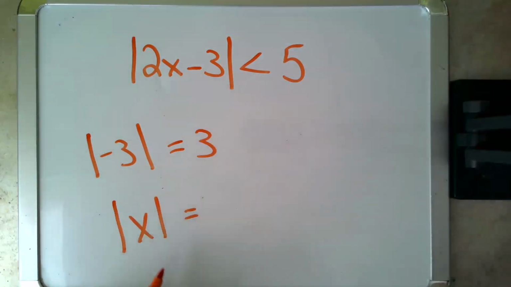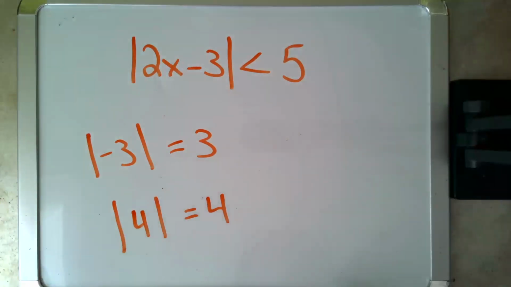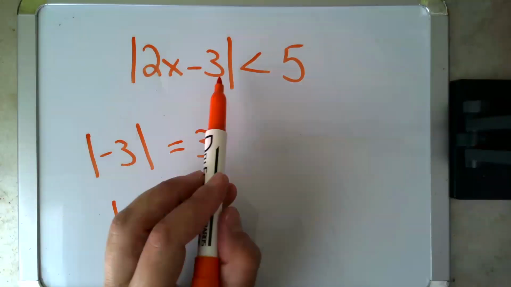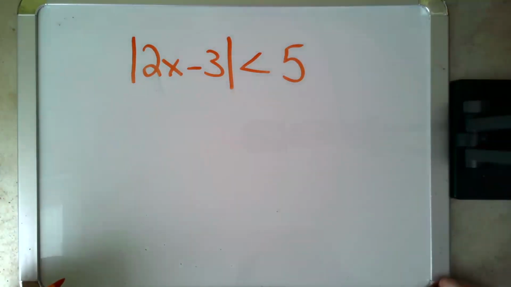But what happens when you have an x in there? So let's say the absolute value of x equals 4. Well, if I put 4 in for x, it is true that the absolute value of 4 equals 4. But if I put negative 4 in for x, it is also true that the absolute value of negative 4 would equal 4.